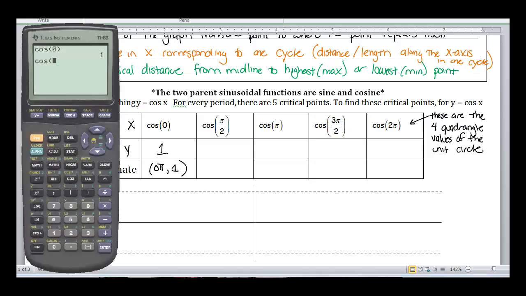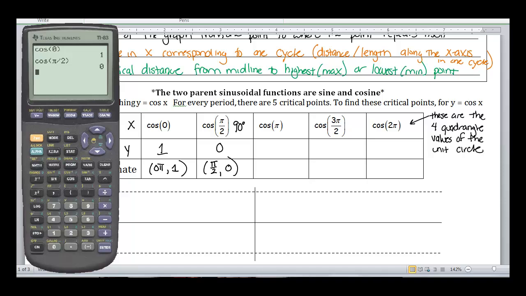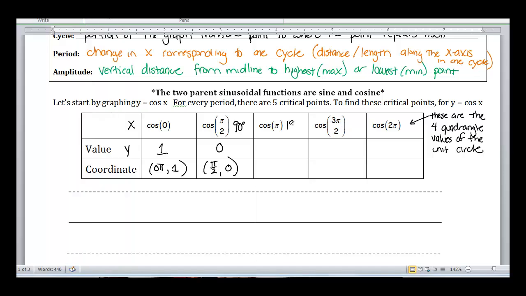Next, we can do the cosine of pi over 2, so at 90 degrees. That gave me a value of 0. So as an ordered pair, I'm at (pi over 2, 0). Then we can do the cosine of pi. That gave me negative 1. So at pi, or 180 degrees, I'm at a value of negative 1. So the ordered pair is (pi, negative 1).